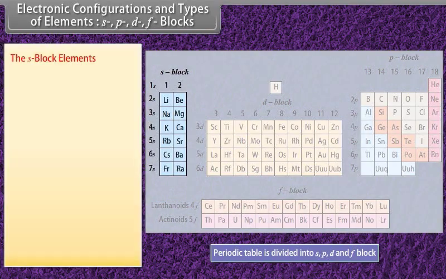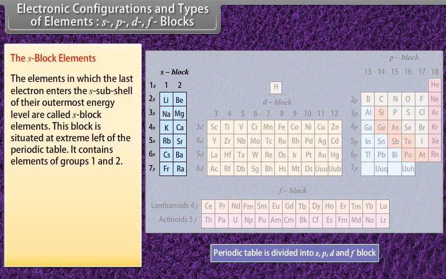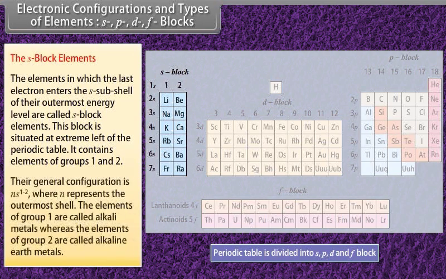The S block elements. The elements in which the last electron enters the S subshell of their outermost energy level are called S block elements. This block is situated at the extreme left of the periodic table. It contains elements of group 1 and 2. Their general configuration is ns¹⁻², where n represents the outermost shell. The elements of group 1 are called alkali metals, whereas the elements of group 2 are called alkaline earth metals.